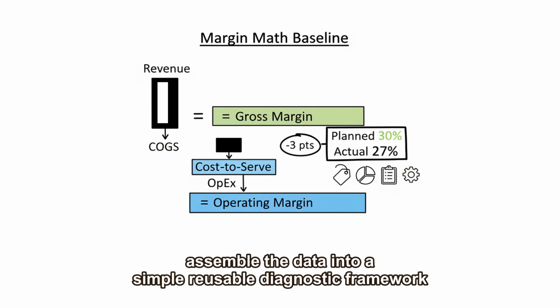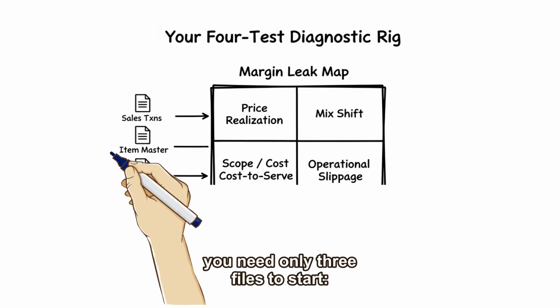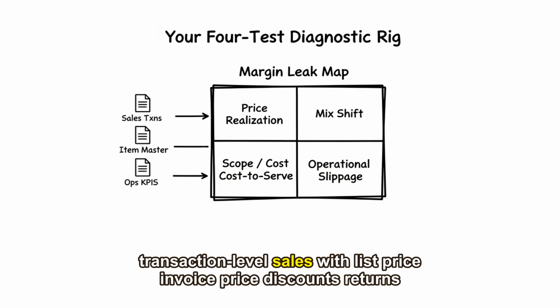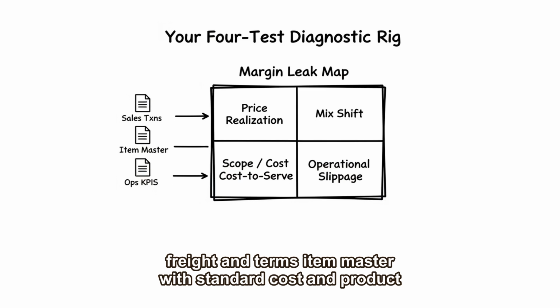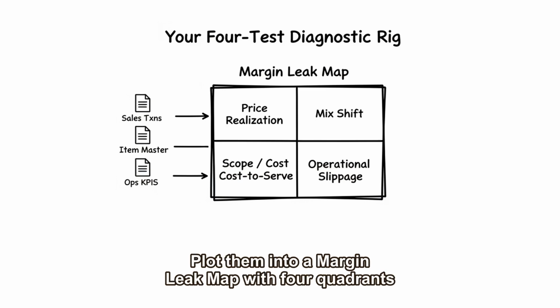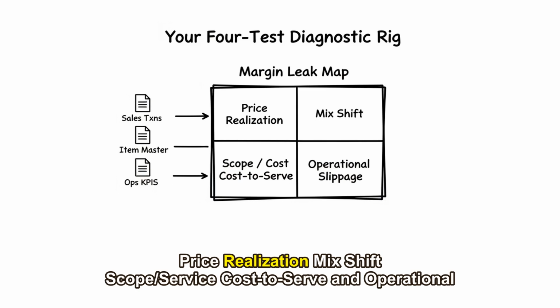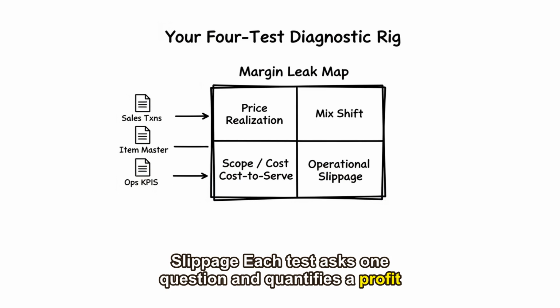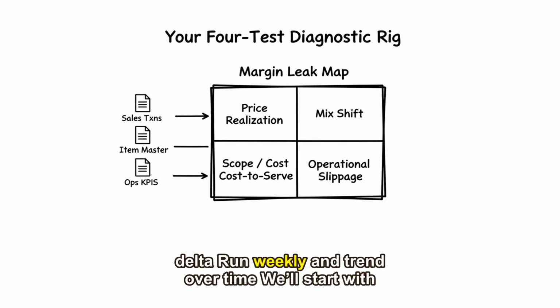Next, we'll assemble the data into a simple, reusable diagnostic framework. You need only 3 files to start: transaction-level sales with list price, invoice price, discounts, returns, freight and terms, item master with standard cost and product hierarchy, and basic ops KPIs like scrap, yield, and rework. Plot them into a margin leak map with 4 quadrants: price realization, mix shift, scope/service cost to serve, and operational slippage. Each test asks one question and quantifies a profit delta. Run weekly and trend over time.